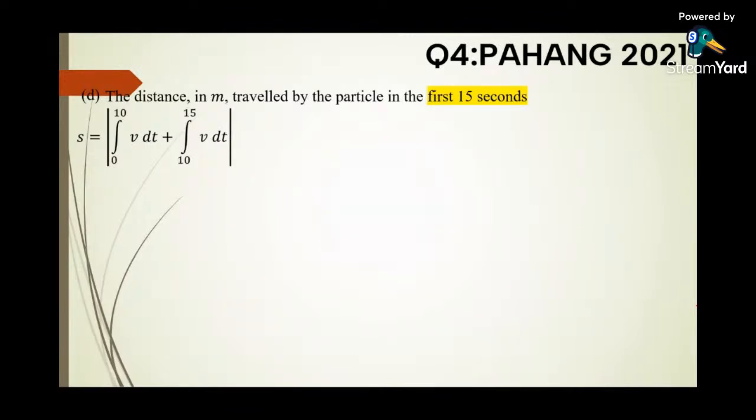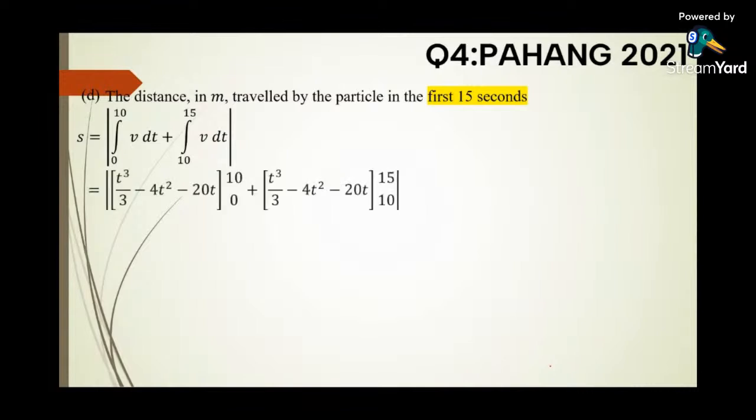And then our question now is, kita nak tahu first 15 seconds. So maknanya 10 tu dalam 15 seconds. So dia pergi dulu from 0 until 10, lepas tu dia change direction. So that's why my integration has divided into two parts: first 0 to 10 and the other one is 10 to 15. Tu yang saya kena bagi dua.